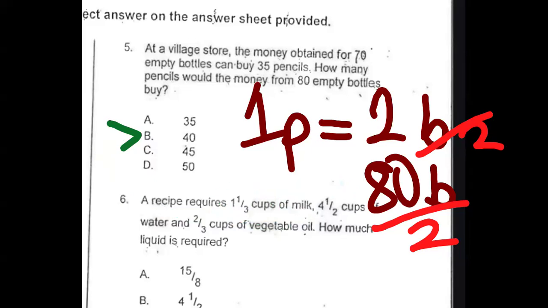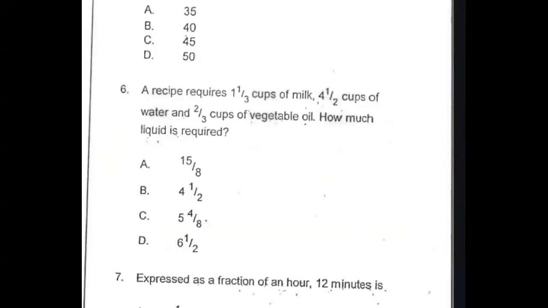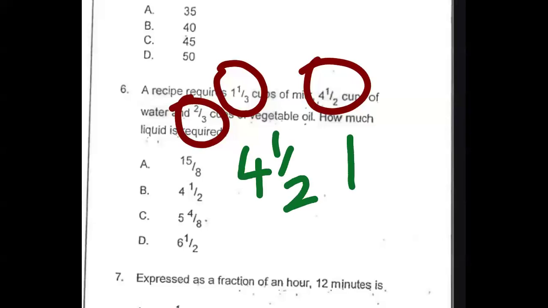All right, so we're done with number 5. Let's go to number 6, which is not too difficult. What we're going to do is add these 3. All that is happening here is we have 4.5, 1 1/3, and 2/3.